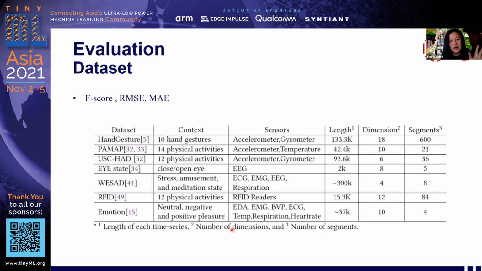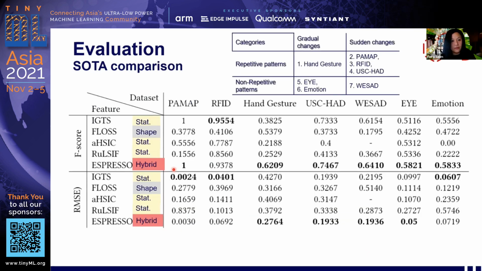Because this is completely unsupervised, the goal here is to detect changes in class and say that this is a new class, regardless of whether it's a class of physical activity or movement, or a meditation state. And the result here is that we can detect with really high accuracy and really low error compared to the other unsupervised methods.